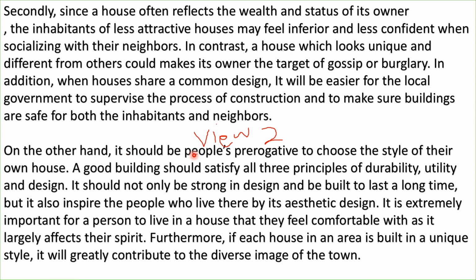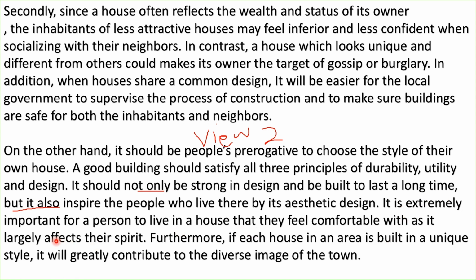On the other hand, it should be people's prerogative to choose the style of their own house. A good building should satisfy all the principles of durability, utility, and design. It should not only be strong, not only be strong in its design and built to last for a long time, but it also inspires the people who live there by its aesthetic design, its apparent beauty. So not only, but it also is a complex sentence.